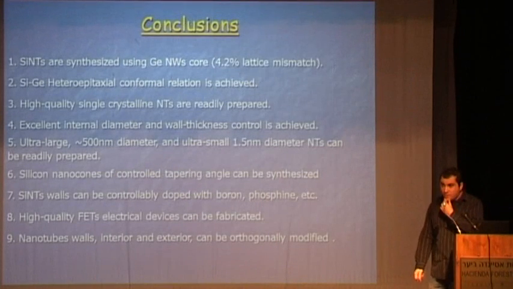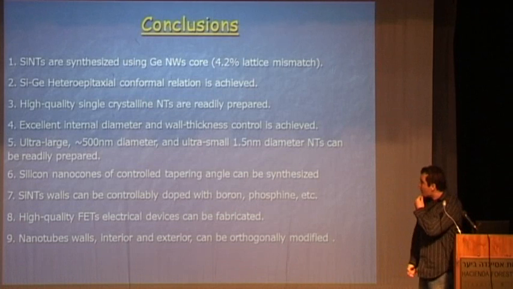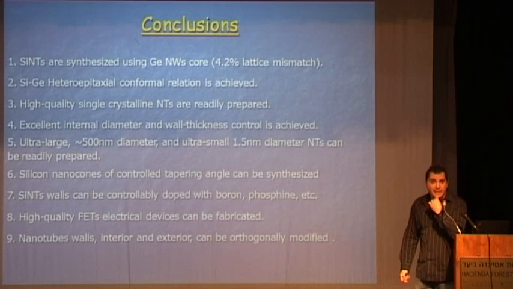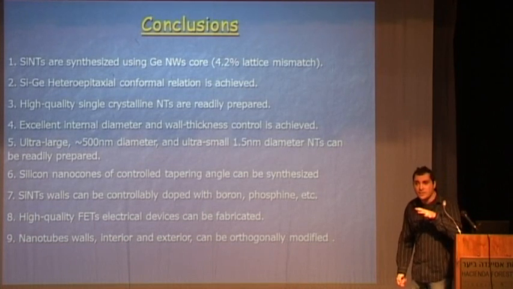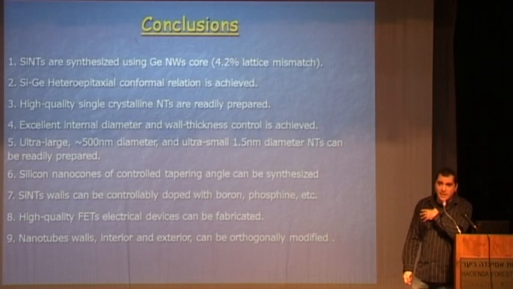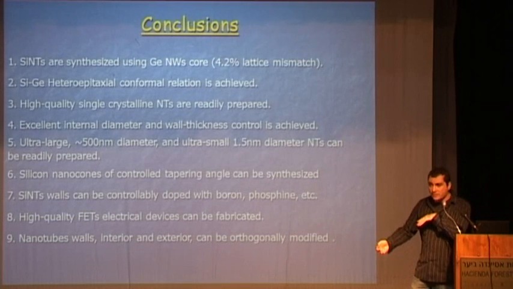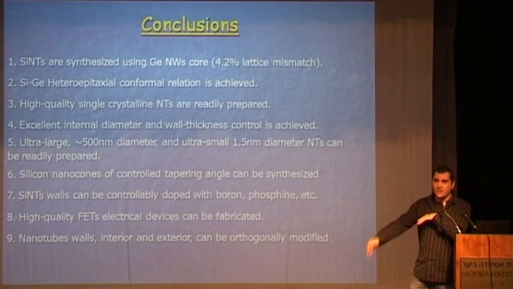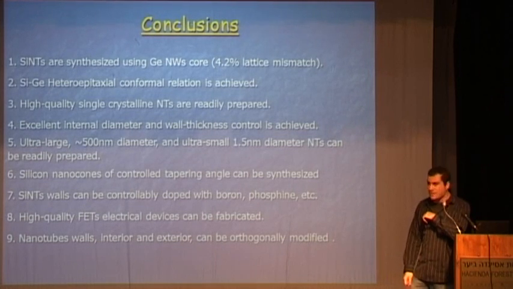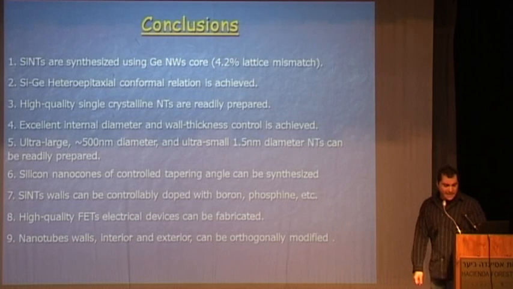So in conclusion of this part, we can create silicon nanotubes with full control over all the dimensions and all the chemical compositions of the walls. We can create silicon nanotube-based electrical devices. And now we are moving onto some of the applications of those silicon nanotubes. And I would like to move fast.